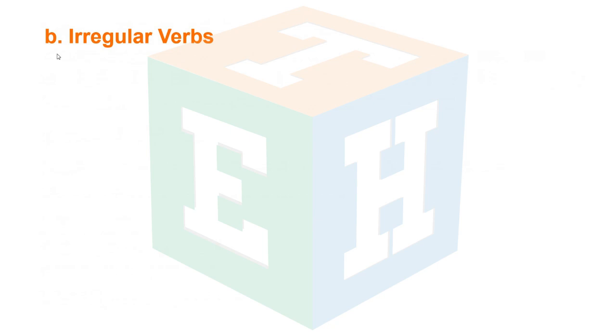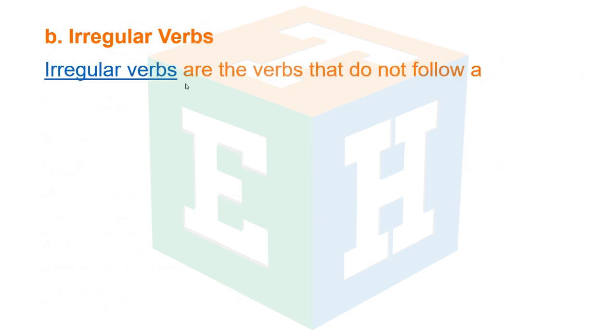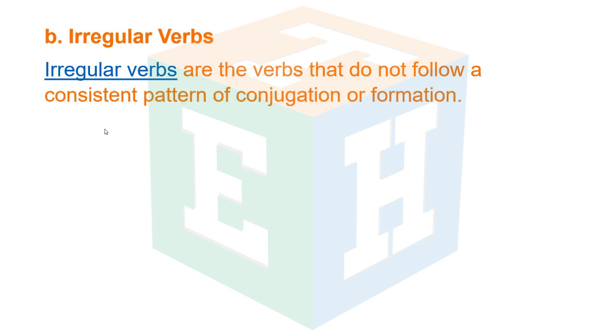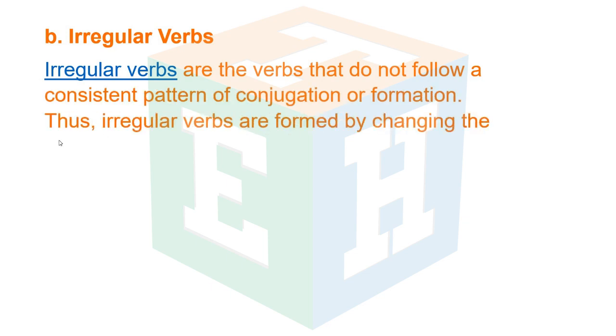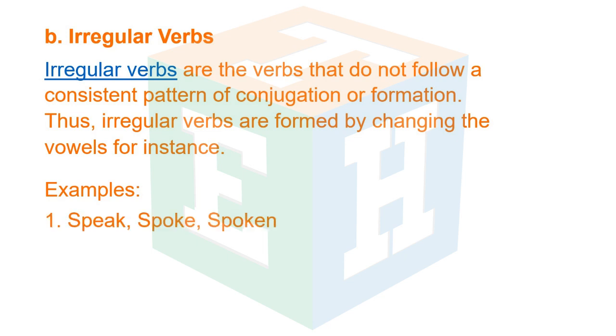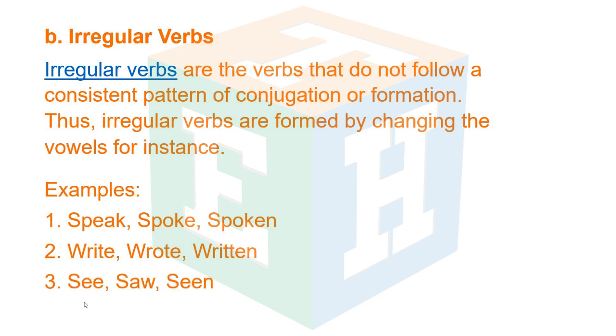B, irregular verbs. Irregular verbs are the verbs that do not follow a consistent pattern of conjugation or formation. Thus, irregular verbs are formed by changing the vowels, for instance. Examples: Number 1, speak, spoke, spoken. Number 2, write, wrote, written. See, saw, seen.